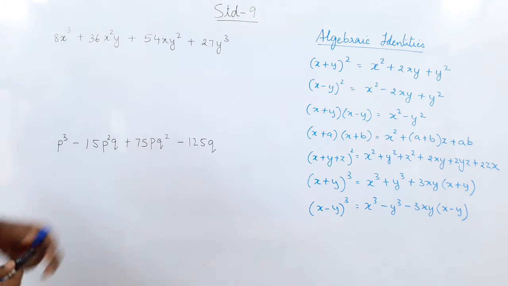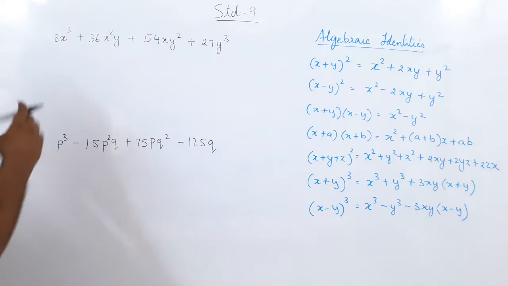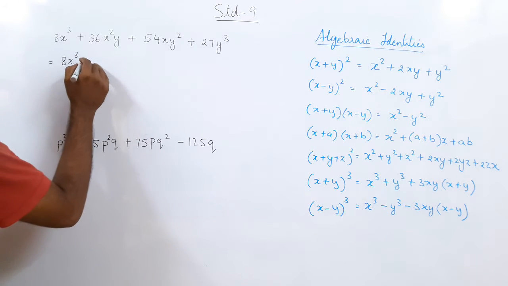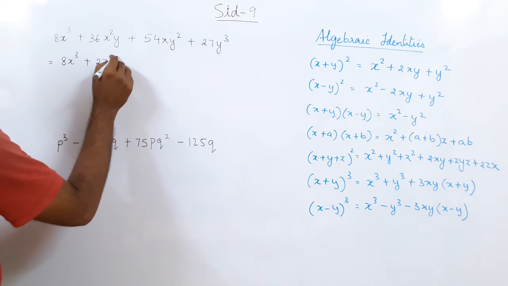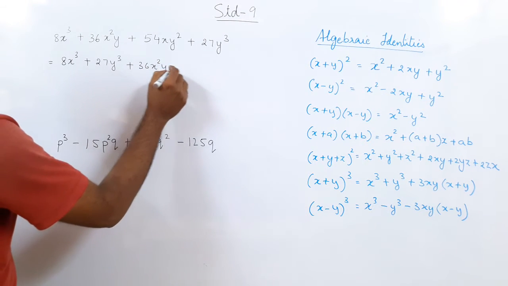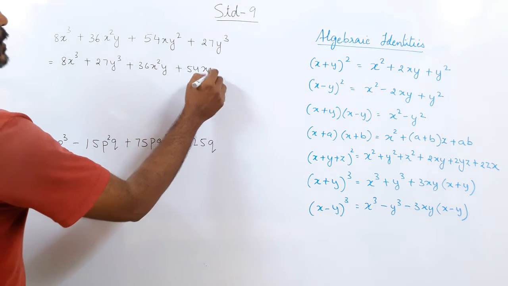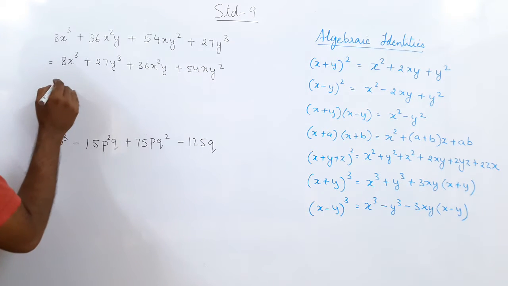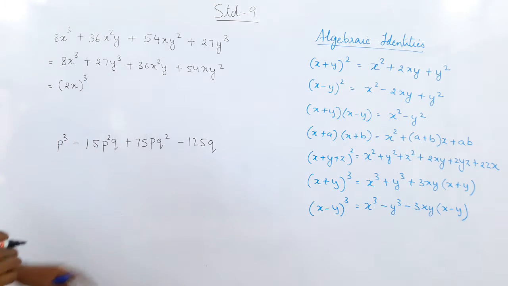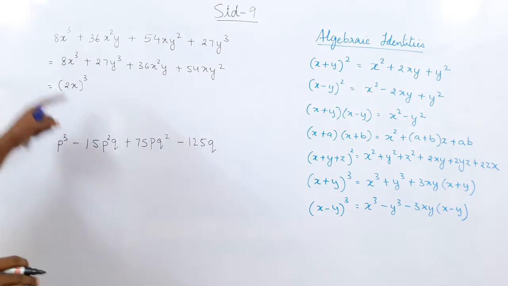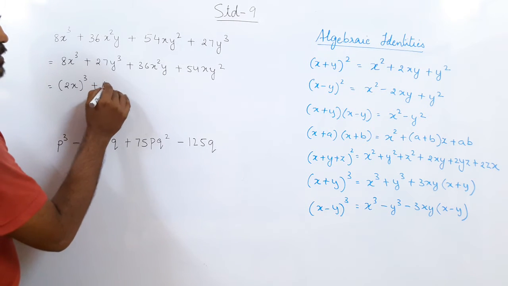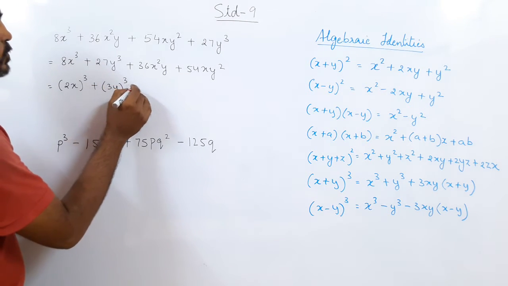So to factorize this, what is the first thing we'll do? Change the order. 27y cube I bring here, plus 36x square y plus 54xy square. Now 8x cube can be written as 2x the whole cube, okay? Because this is a perfect cube. So we have to check whether these terms are perfect cubes. So 8x cube is 2x the whole cube, and 27y cube can be written as 3y the whole cube.